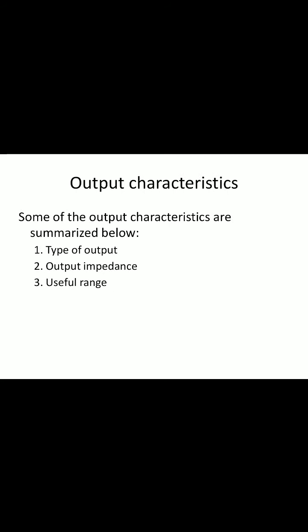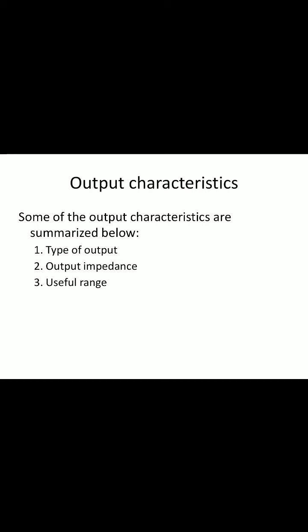Then the last characteristics is output characteristics. Again, it consists of three parameters. One is type of output, output impedance, and useful range. So type of output, the desired type of output we require. Mostly it will be electrical output, electrical signals. And for inverse transducer, we know it actually converts the electrical signal to some physical quantities. So based on that, the choice of transducer will change.